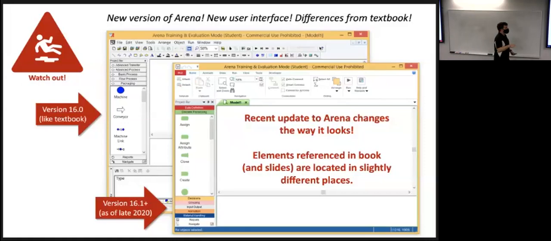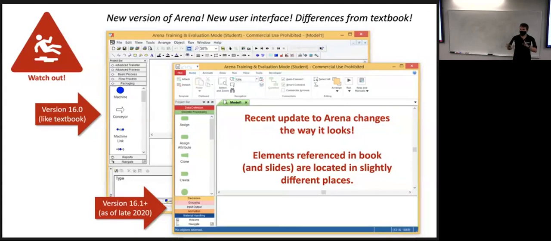And so it is a little bit nicer of an interface. One of the downsides is, we could have left the old version of Arena installed on all the labs, but I know some of you would have just gone to Rockwell's page and downloaded the newest version of Arena. Models that you save in the new version of Arena will not open in the old version of Arena. The other way around works. Models you save in the old version of Arena do open in the new, just not the other way around.